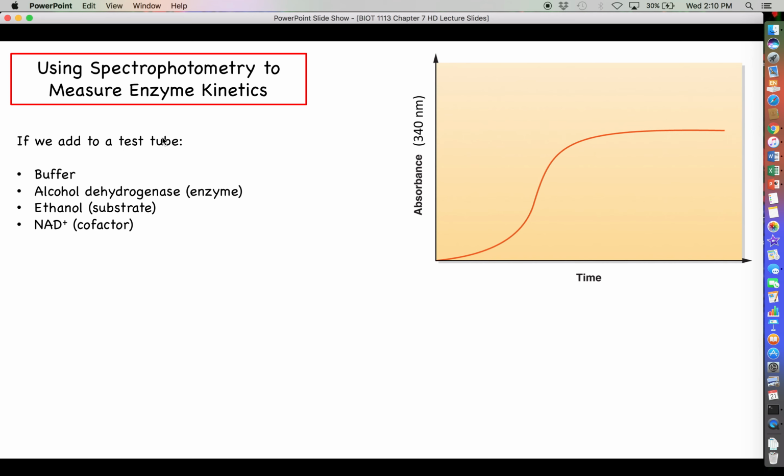So let's say that we put together in a test tube the enzyme, which is alcohol dehydrogenase, whatever buffer it's going to like to be in, ethanol, which is the substrate that it's going to be working on and turning into acetaldehyde, and then let's also give it this cofactor that it needs, which is NAD+.